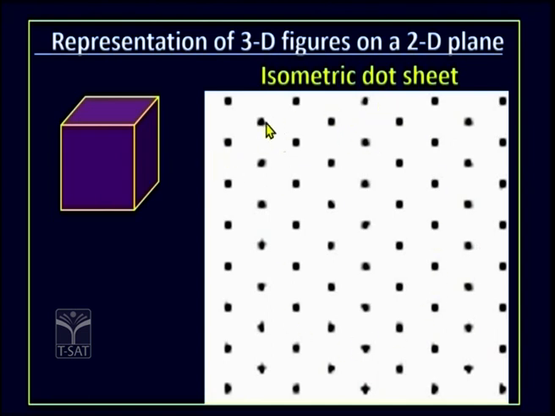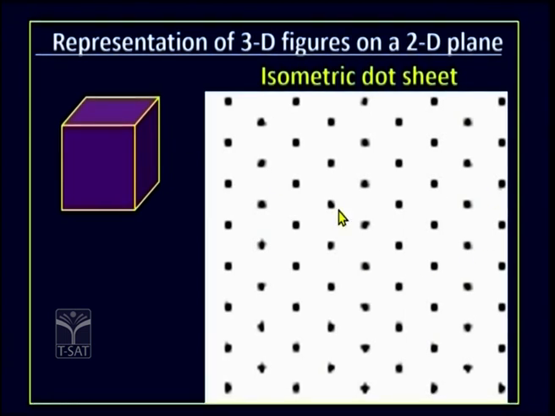Children, here you can observe that the two dots are separated with equal distance. These two are separated with equal distance, and this dot paper is called an isometric dot sheet. Children, how to draw this cube on an isometric dot sheet? See, children, this cube has one unit as its side.